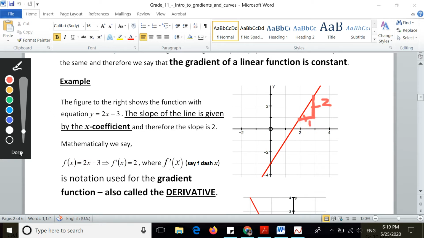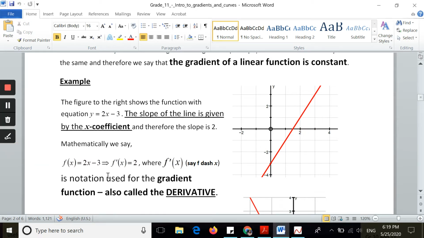Now, in the previous lesson I introduced a new notation, which is f(x). And I said that f(x) is the same as y. The only difference is when you have a relation which becomes a function, we use f(x). I'm not going to go into detail about when a relation becomes a function, but f(x) is just y. So f(x) = 2x - 3, and we know the slope in this case is 2.